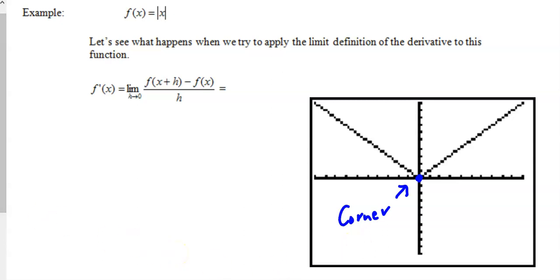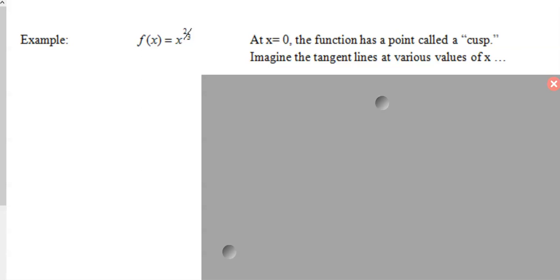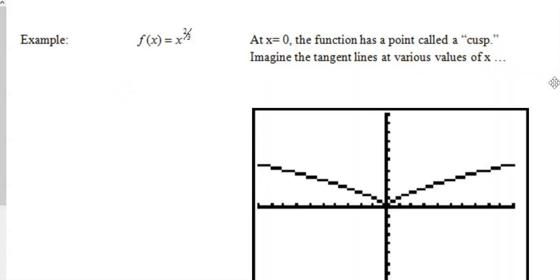Our very next one, again about reasons we wouldn't be able to take the derivative at a point: f of x equals x raised to the 2/3. This is an example of what we call a cusp. You can see it's a little more curved here, but that would be your cusp. If you imagine the tangent line at that point, we really wouldn't be able to find a slope at that point.